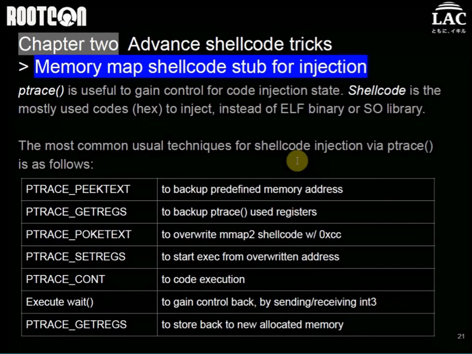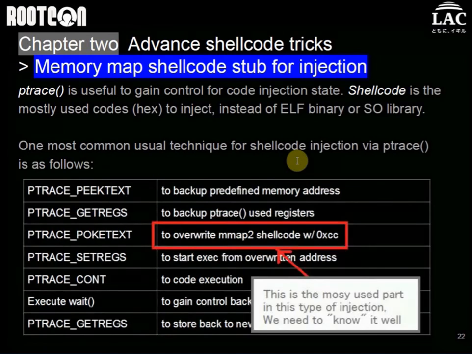Ptrace is useful to gain control for the code injection state. Shellcode is mostly used to inject instead of ELF binaries and SO libraries, because shellcode is very small. The most common technique for shellcode injection is like this: using ptrace peek text mostly to back up the predefined memory address, get regs to back up the ptrace user registers, and then poke text. We have set regs and continue to make a code execution.